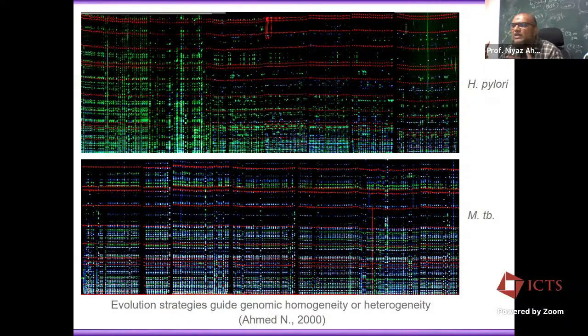Whereas in the case of E. coli or Helicobacter, since they are aggregating their genomes over a period of time, they are resorting to horizontal gene transfer. Their fingerprints are very diverse. So that is the message here.